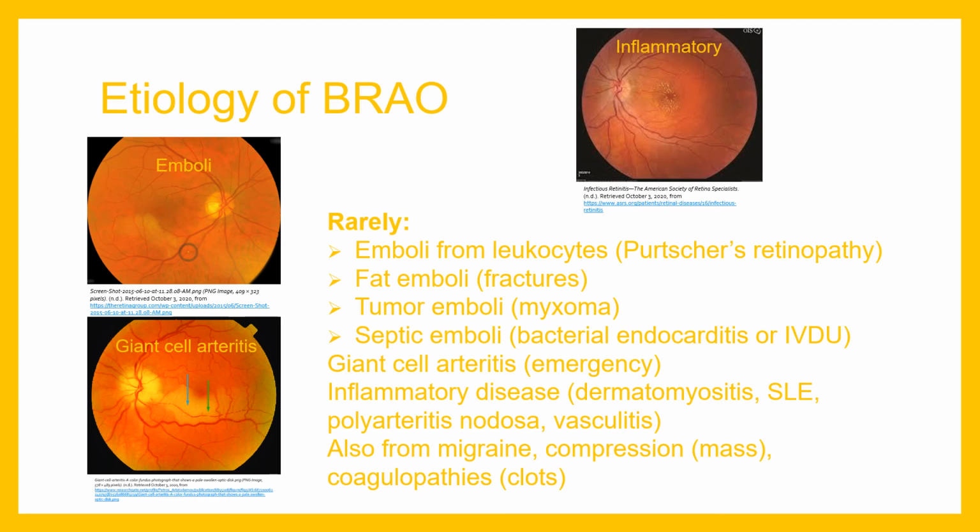Giant cell arteritis as a cause of anterior arteritic ischemic optic neuropathy can be a cause of BRAO, as well as other inflammatory diseases like dermatomyositis, lupus, polyarteritis nodosa, and vasculitis. Other systemic causes include migraines, compressions due to mass in the anterior part of the head, as well as coagulopathies, an abnormal tendency for the blood to coagulate and form clots. These can cause BRAO.